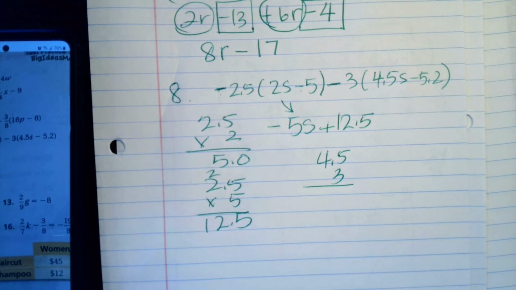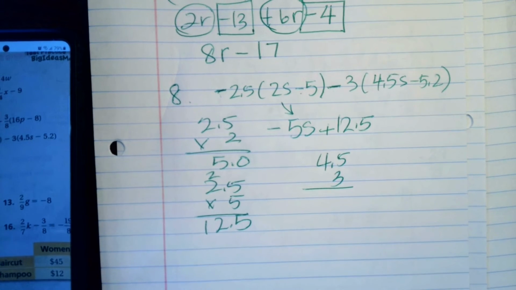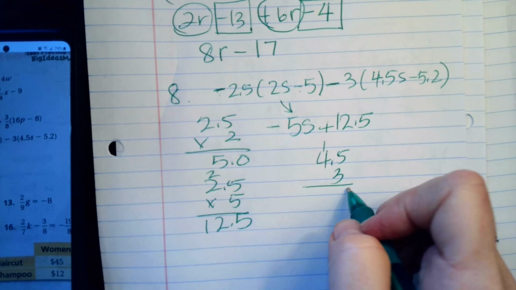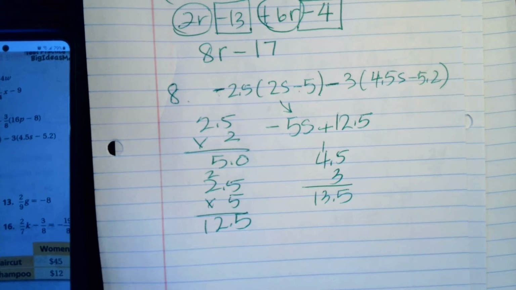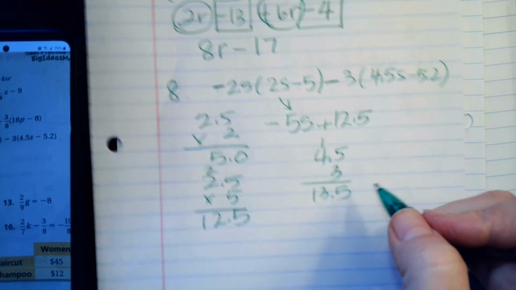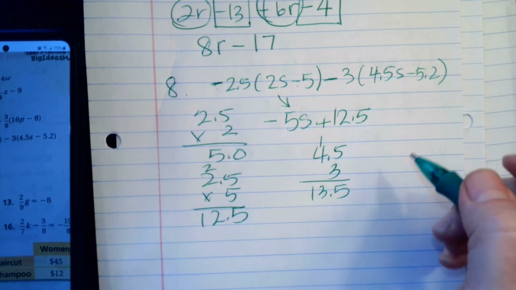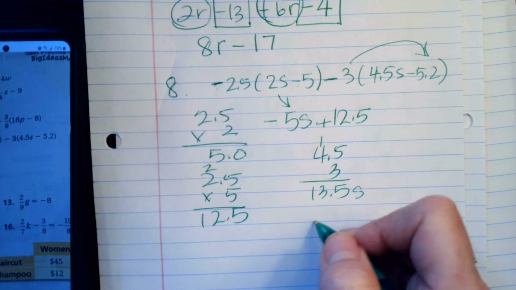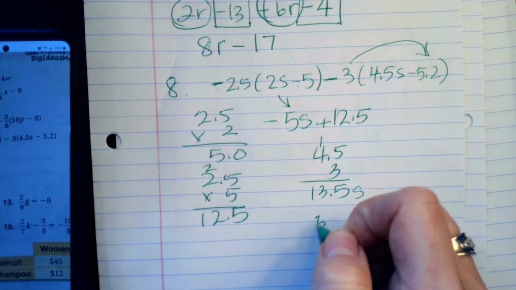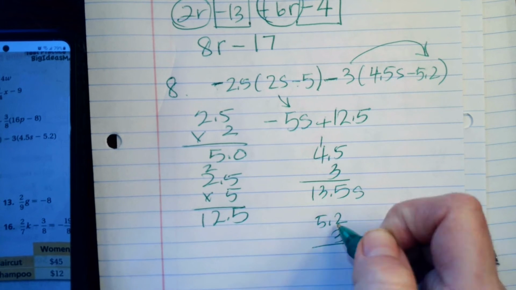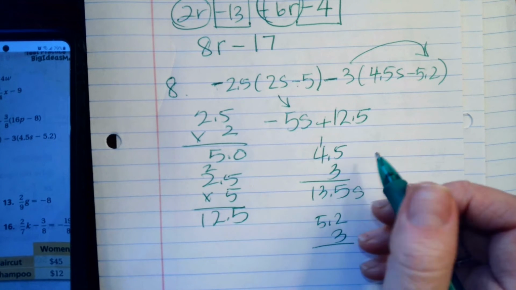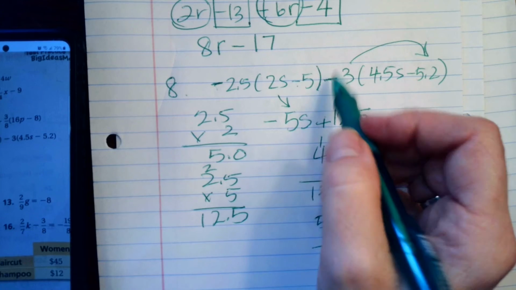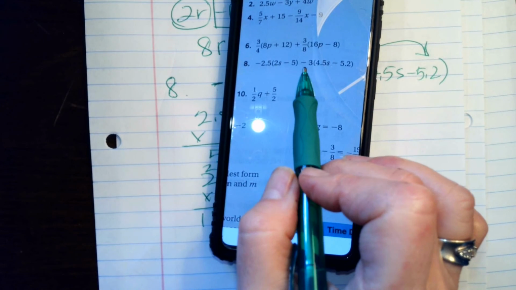And then, oh, it's not negative. It's minus. Okay. So 15, 12, 13.5s. And then we distribute this. It is negative, sorry. I have to see how it's written. So -3.